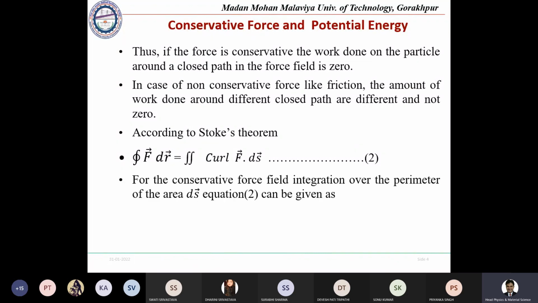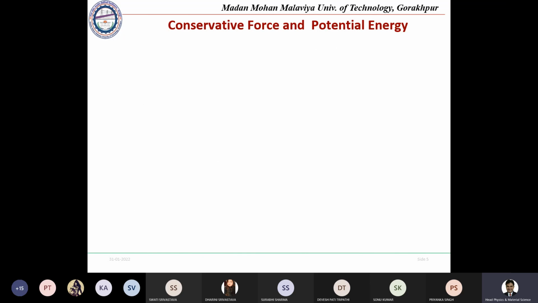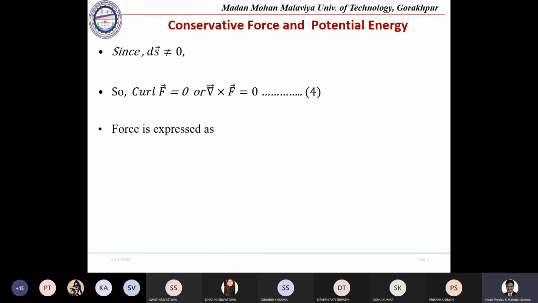So here we are using this Stokes theorem, and for the conservative force field, integration over the perimeter of the area dr in equation number 2 can be given as: the right hand side is 0, so obviously the things inside the integral will be 0. If they are 0, then you can directly write that the closed integral F dot dr is equal to the curl of F dot ds is equal to 0. Here, since ds is not equal to 0, because a certain surface area will be there for any closed loop, that's why the curl of F is equal to 0. Or you can say it as the cross product of this vector operator, the nabla, cross this F, is equal to 0. The force is expressed as F is equal to negative gradient of potential. And here we will write it as negative gradient of potential.